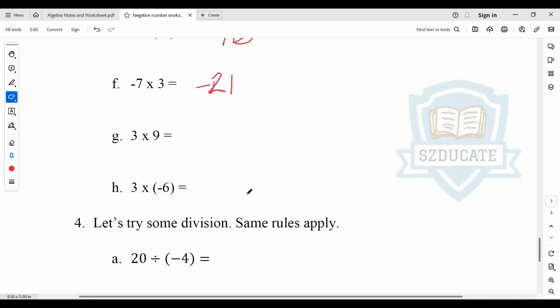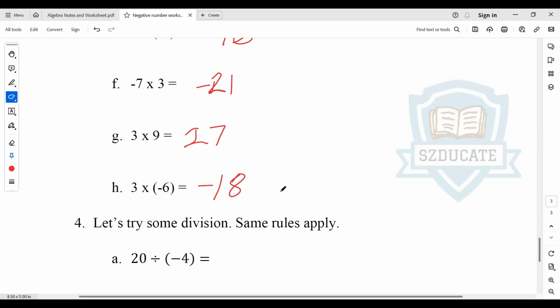Okay, 3 times 9. Okay, this is just your normal. If you cannot do it, I have nothing to say. Go back to primary 3. 27. 3 times 6. One is positive, one is negative. Your resulting answer is negative 18.